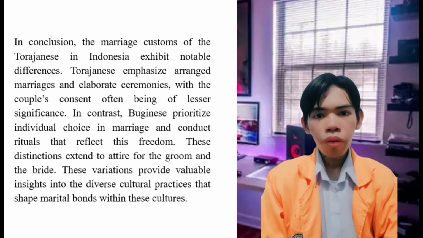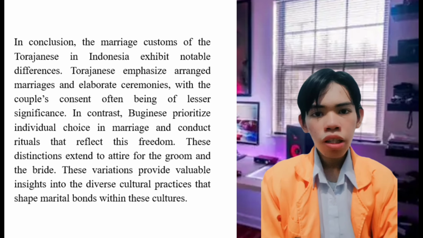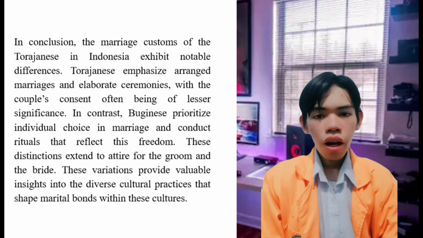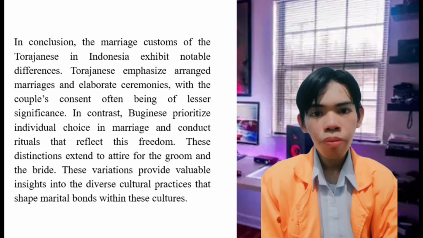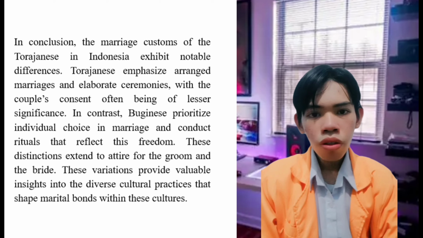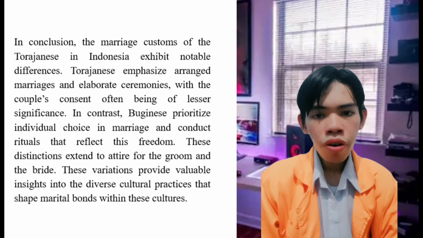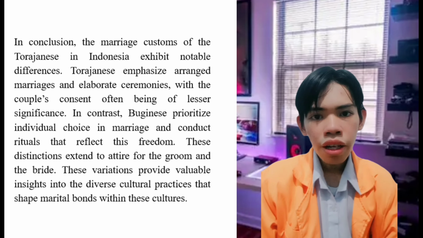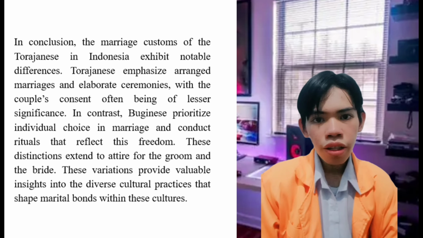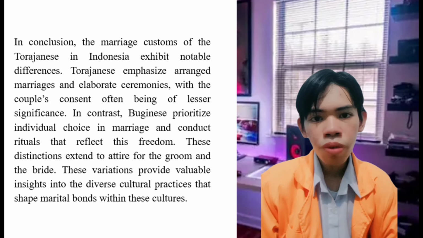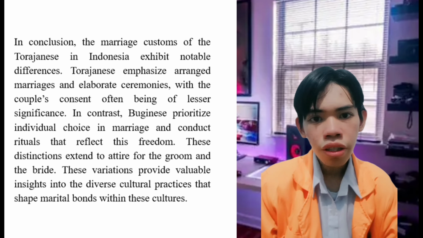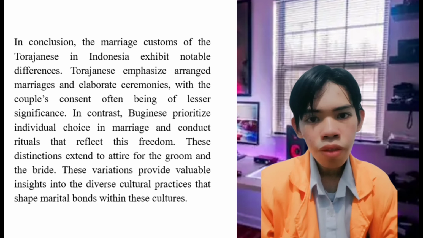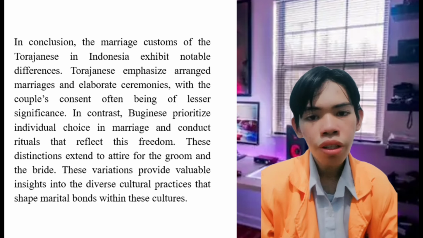In conclusion, the marriage customs of Torajanese and Buginese in Indonesia exhibit notable differences. Torajanese emphasize arranged marriages and elaborate ceremonies, with the couple's consent often being of lesser significance. In contrast, Buginese prioritize individual choice in marriage and conduct rituals that reflect this freedom. This distinction extends to attire for the groom and the bride. These variations provide valuable insights into the diverse cultural practices that shape marital bonds within these cultures.